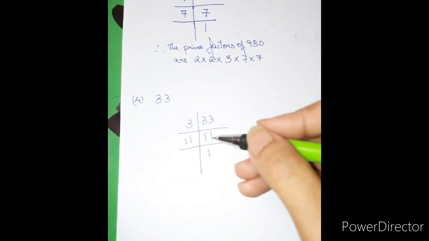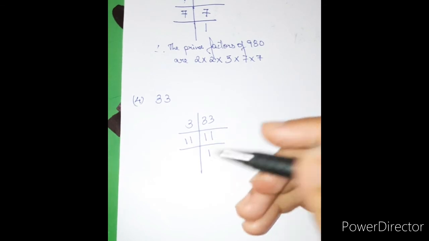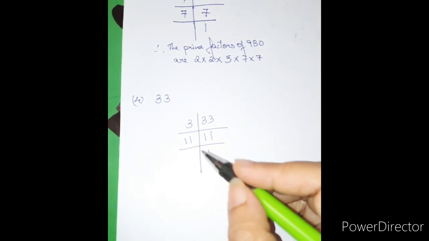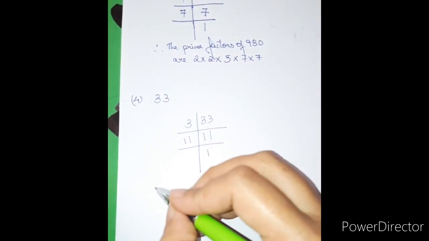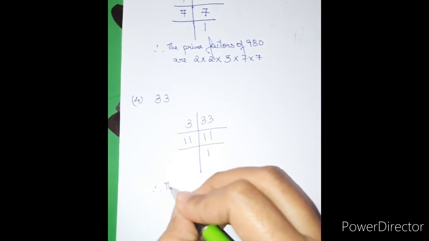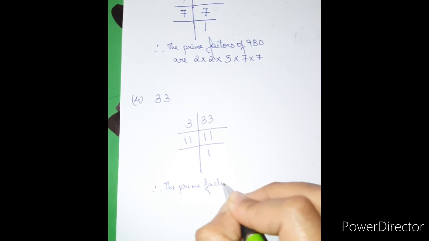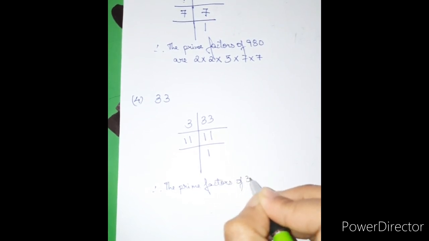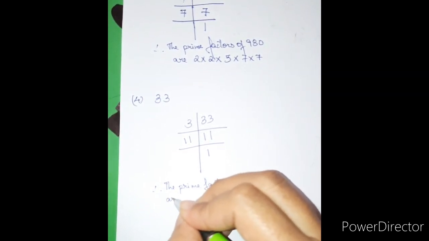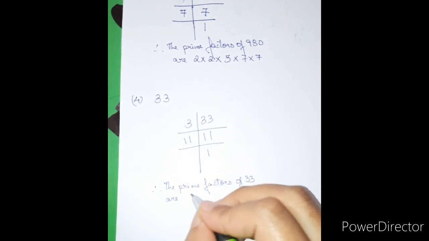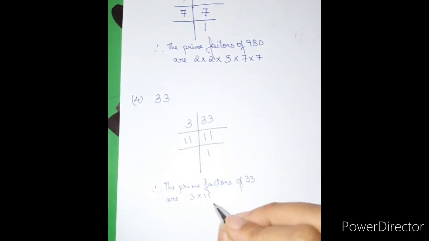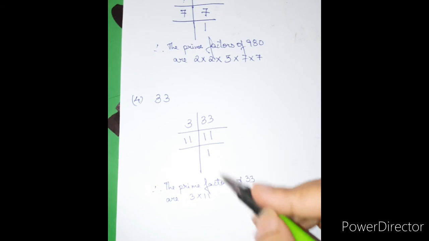Sometimes it will get over in just one step, two steps or many steps. Okay, you have to be careful to use only prime numbers. So therefore I can write the prime factors of 33 are 3 into 11. Now check 3 into 11. 3 11s are, or 11 3s are 33.